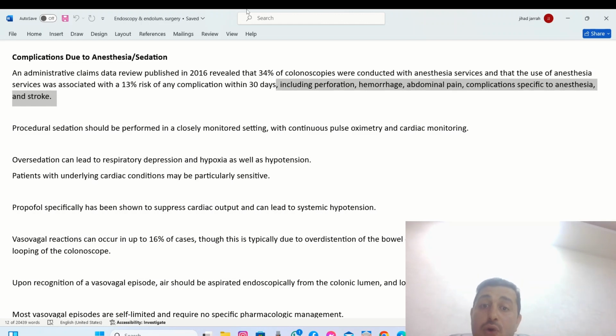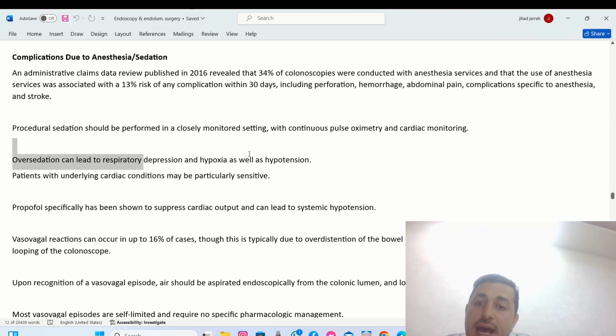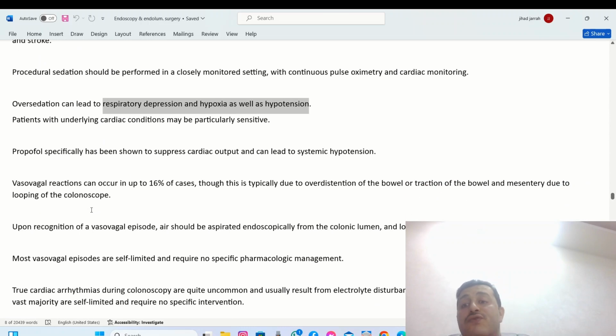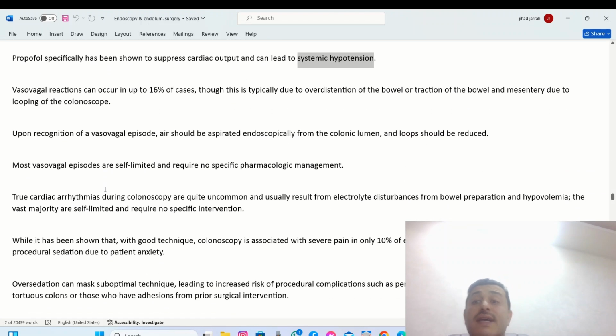Also, anesthesia can cause respiratory depression and cardiac depression, and over sedation can lead to respiratory depression and hypotension and hypoxia. Of course, if we are talking about propofol, so respiratory depression and even cardiac depression, which will lead to hypotension. Vasovagal attack occurs due to the distension of the bowel, due to the traction of the bowel mesentery, due to looping of the colonoscope.